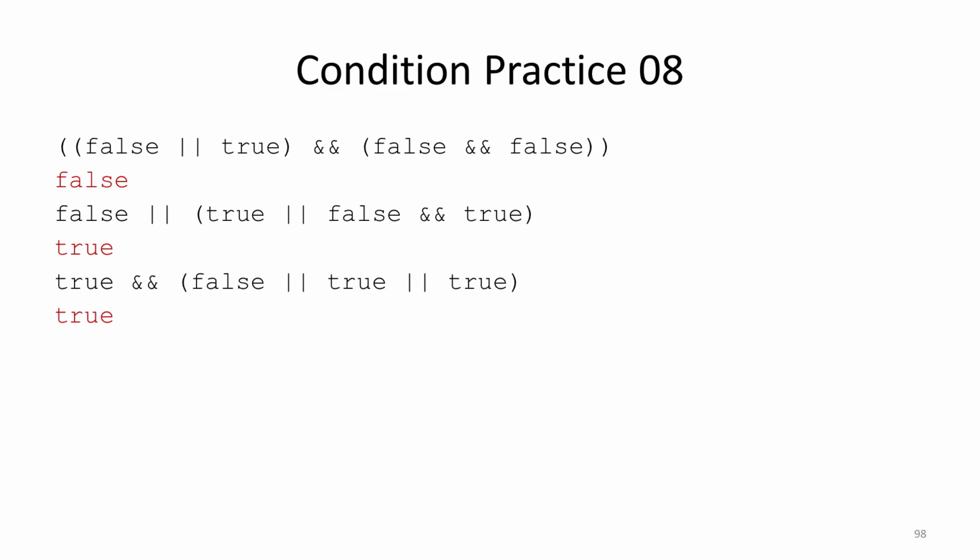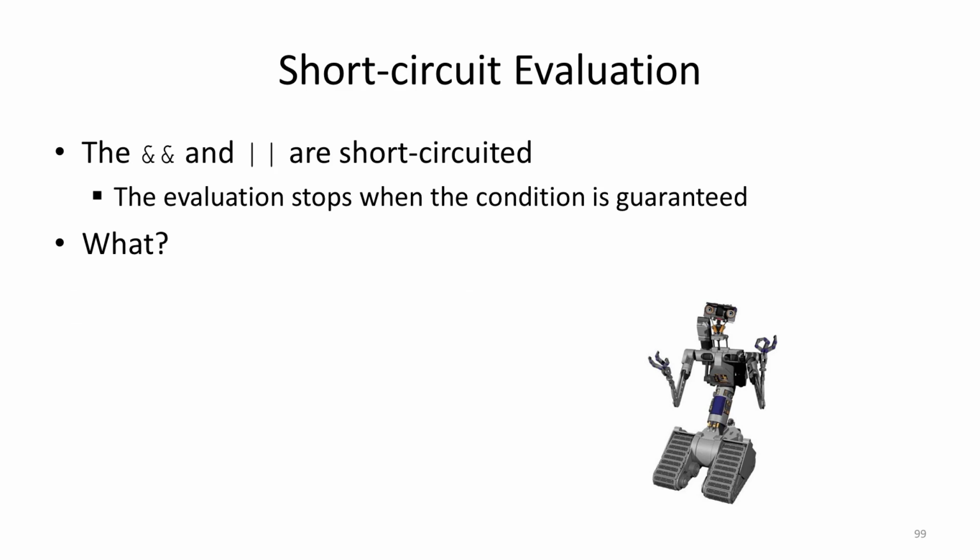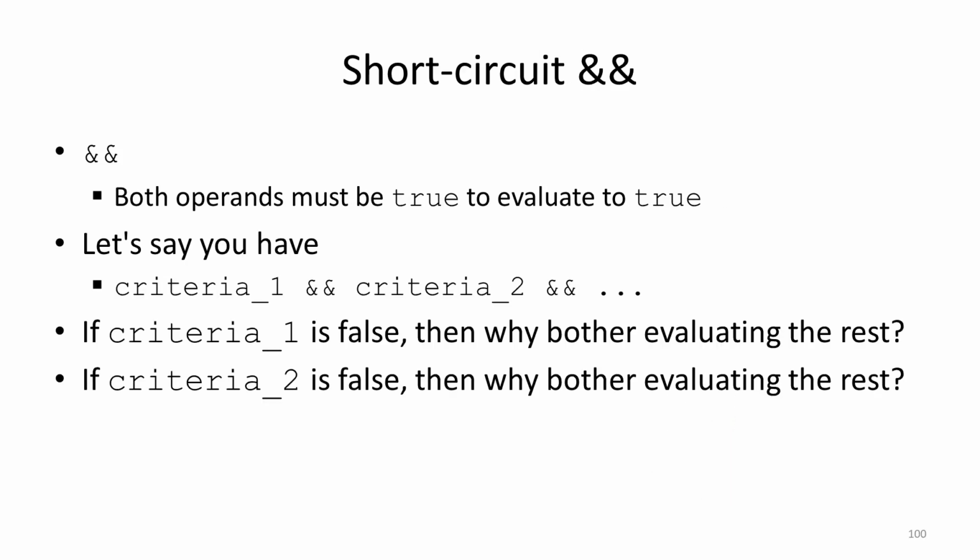When you're dealing with an AND, both operands need to be true. If you're dealing with an OR, either one of the operands needs to be true. Now these Boolean operators, AND and OR, are what's called short-circuited. That means the evaluation stops when the condition is guaranteed. Now what does that mean? So let's say you're dealing with the Boolean AND, criteria 1 and criteria 2 and criteria 3. So you have a bunch of criteria all ANDed together.